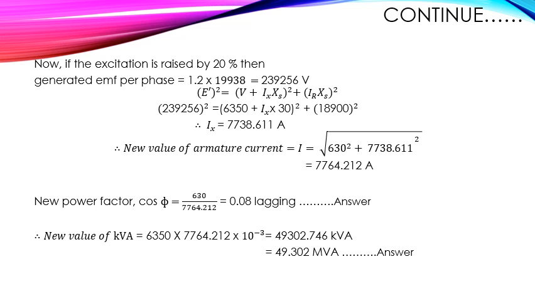Now finally we can determine the new value of kVA. So take the product of voltage and new value of armature current, right? So finally we'll get the kVA, but that is in MVA. So that is the answer.